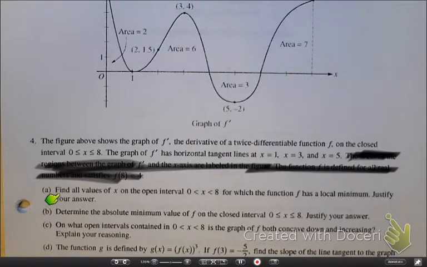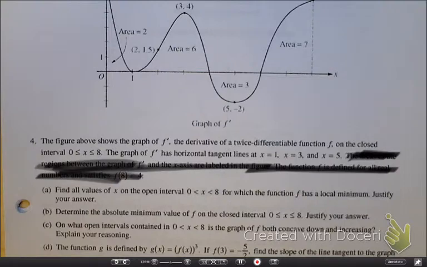Part A says find all values of x on the open interval from 0 to 8 for which the function f has a local minimum, and justify your answer. So, spend 1 minute talking about this in your groups. Time's up, because this is literally the exact same question as part A on the previous example. It's just that now instead of being given a chart, we're given a graph.